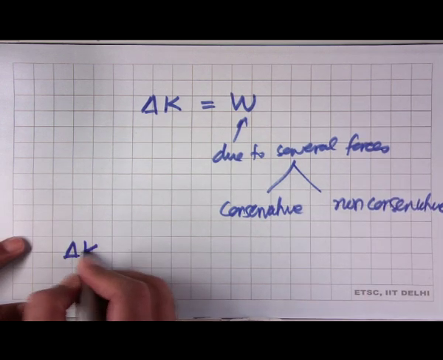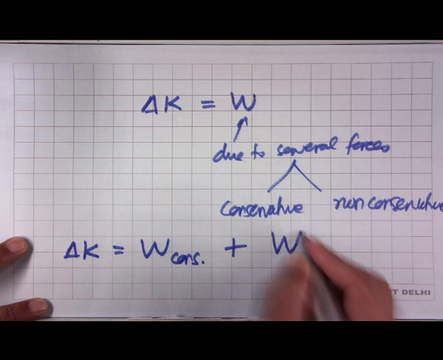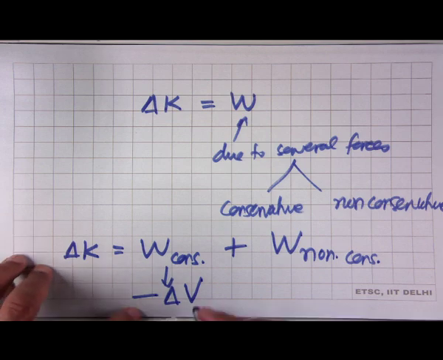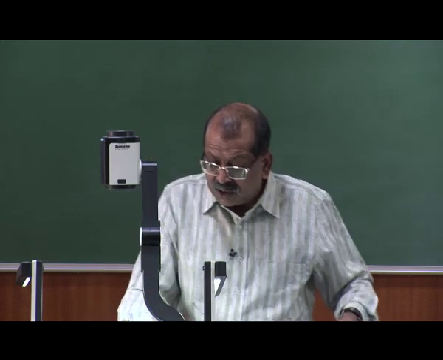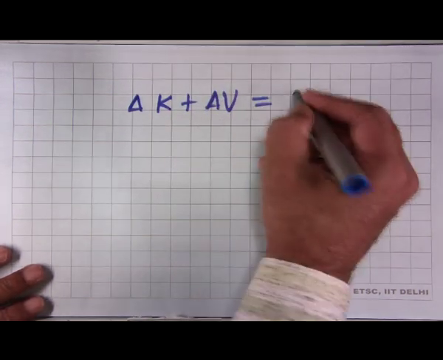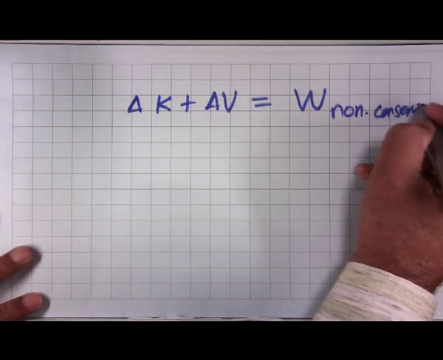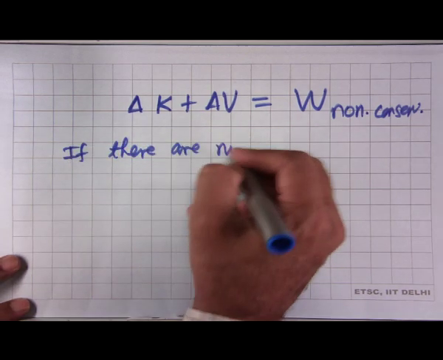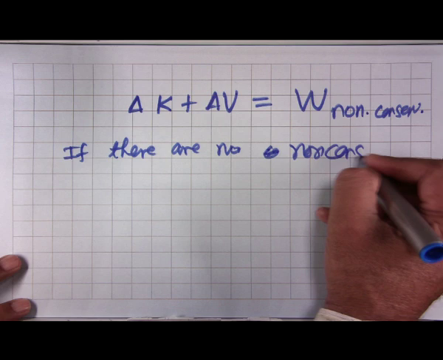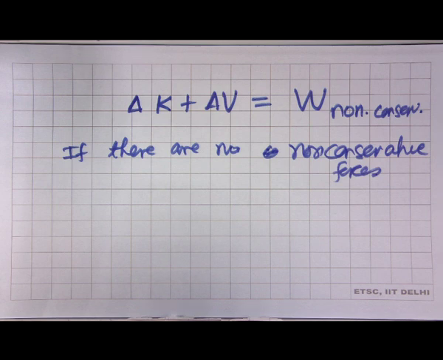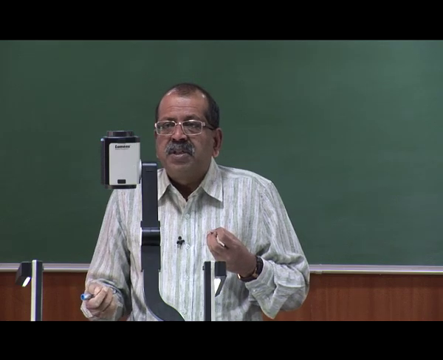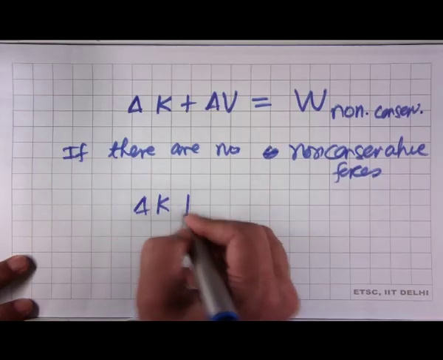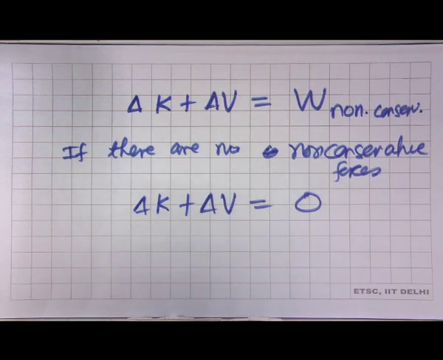So, what we can say is that the change in kinetic energy will be work done by conservative forces plus work done by non-conservative forces. Now, the work done by conservative forces, we can write as the change in potential energy corresponding to each of these forces. So, this term can be taken to the other side, and then we get delta K plus delta V equal to the work done by non-conservative forces. Now, if there are no non-conservative forces, as happened when we took the first two examples of a block sliding on a frictionless ground and hitting a spring, or a ball being thrown up into the air, then the work energy theorem becomes: change in kinetic energy plus change in potential energy is equal to 0.